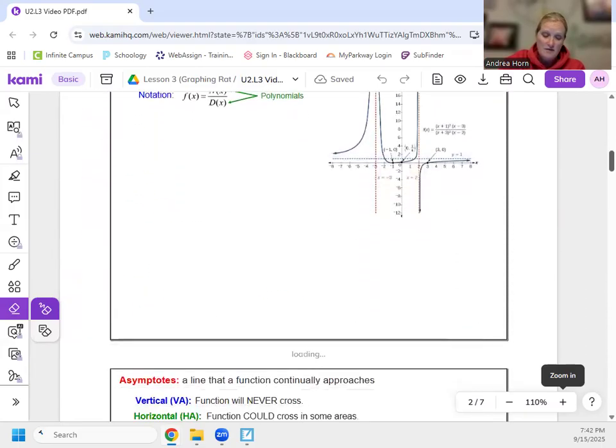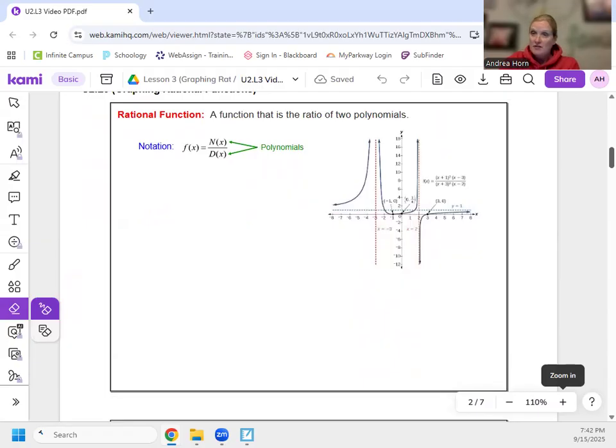Okay, let's just review for just a second. Remember, a rational function is a function that is a ratio of two polynomials. We already talked about how to add and subtract them. We talked about how to simplify them. And we talked about how to find all of our asymptotes the other day. So now it's time to start talking about graphing them.